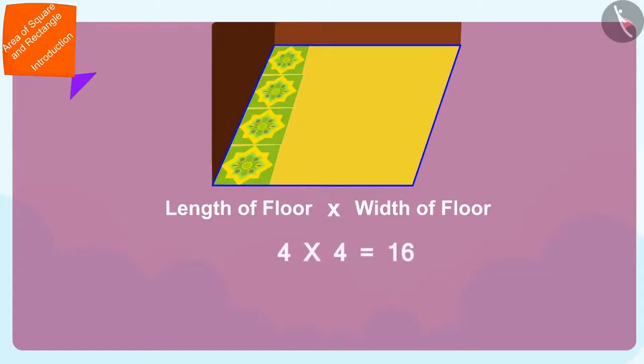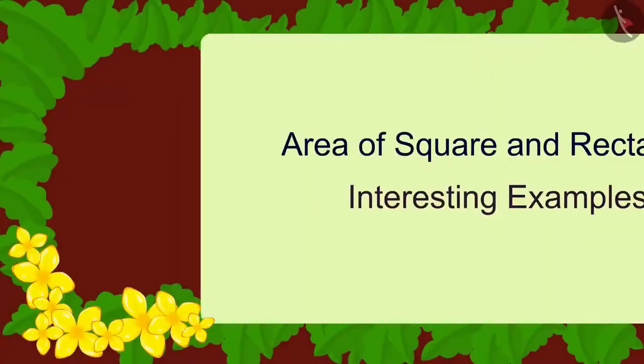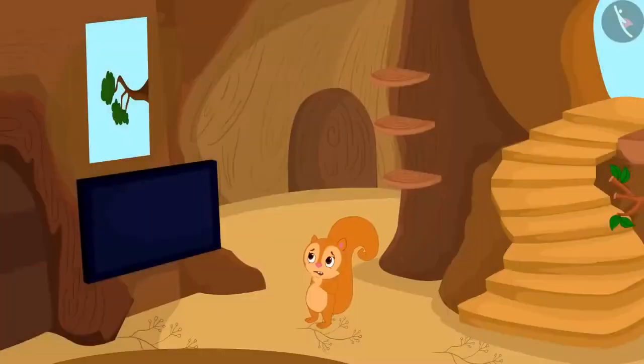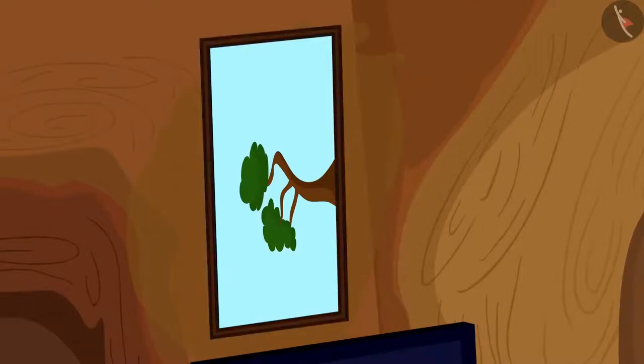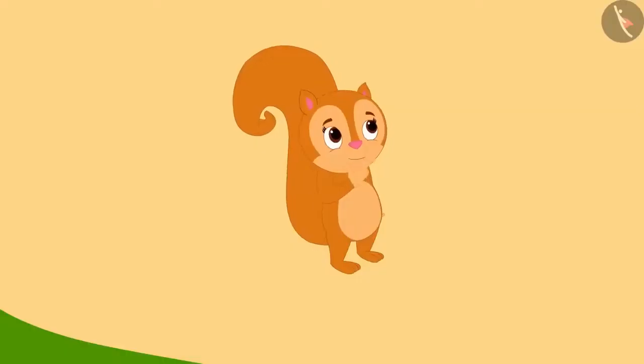In the last video, we learned about the area of square and rectangle. In this video, we will learn more about it through some interesting examples. Chanda wants to fit a glass in her window pane. She has got such a frame made for her rectangle shaped window, and now she has come to buy glass in the market. Oh no!